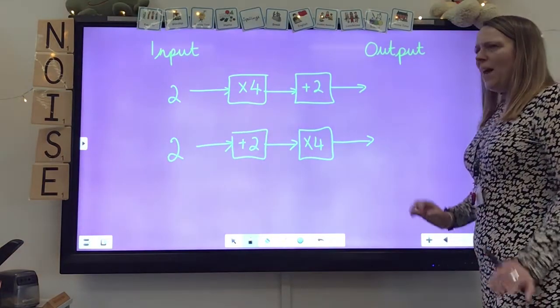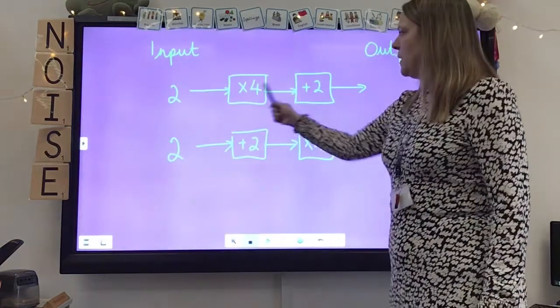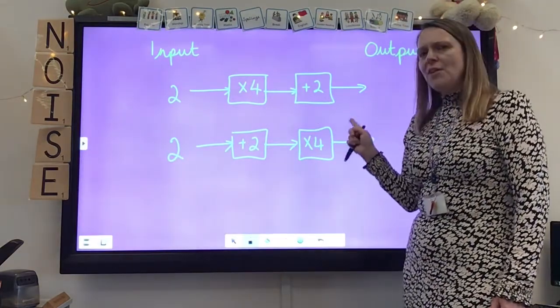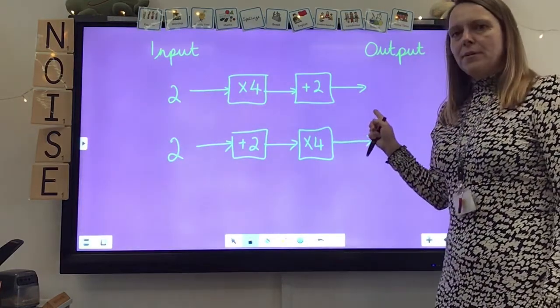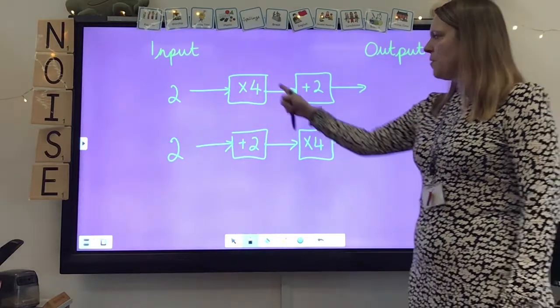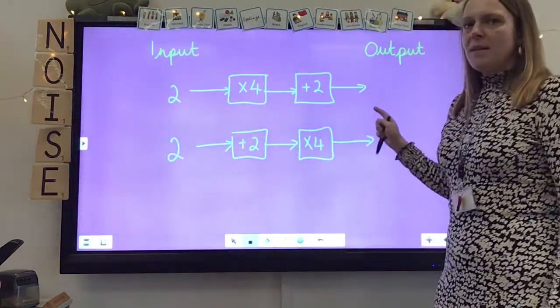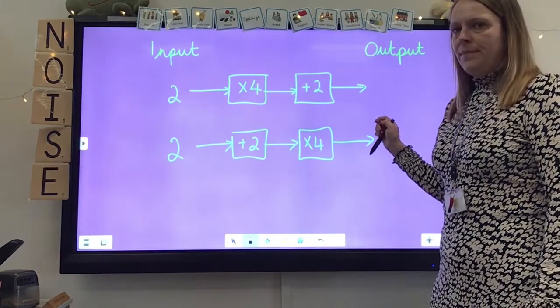Okay, will I get the same answer, do you think? If I have the same input, but I do it in a different order, am I going to get the same answer? Pause the video, have a go at these two and see whether or not you do get the same output. Both of them have got to multiply by 4, both of them have got to add 2. But does that mean it will give me the same output? Pause it and then restart when you're ready to look at the answer.